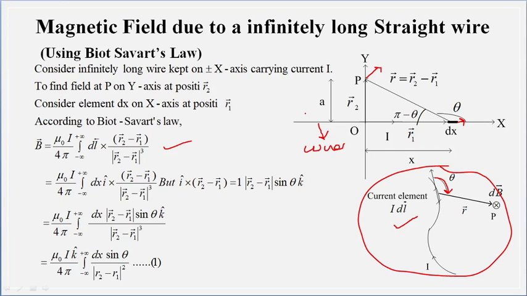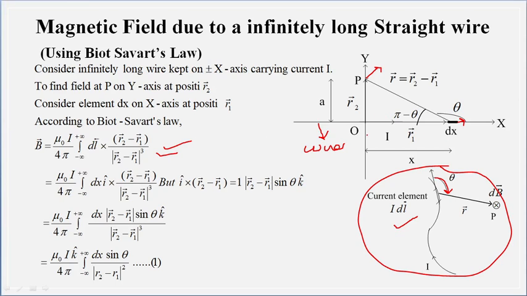Now we use this general formula for the Biot-Savart law. But here the wire is infinite, so the element extends from minus infinity to plus infinity. That's why the limits here are minus infinity to plus infinity. This is a general formula, and we have to write it in terms of the present situation of the infinitely long wire.